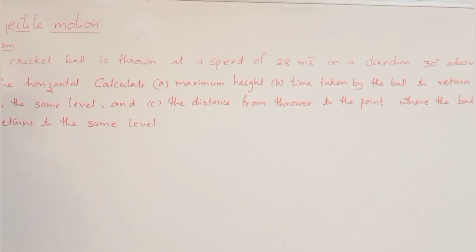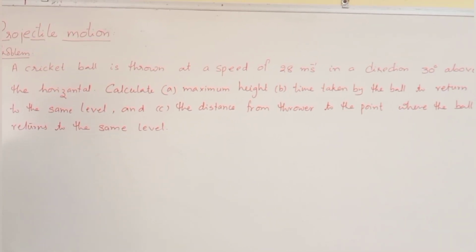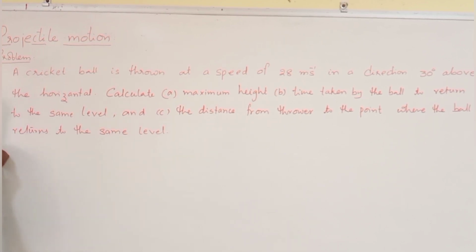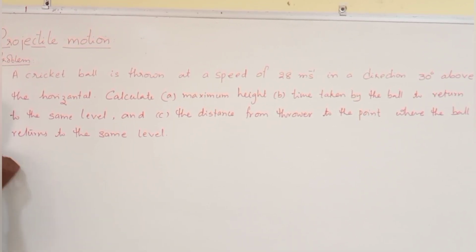A problem. Here a cricket ball is thrown at a speed of 28 meters per second, making an angle of 30 degrees with the horizontal. Then calculate the maximum height, the time taken by the ball to return to the same level, which means the time of flight, and the distance from the thrower point where the ball returns to the same level. See how to draw the diagram.